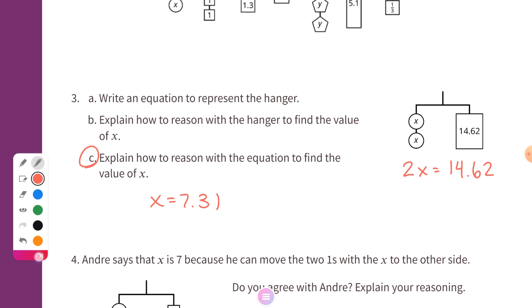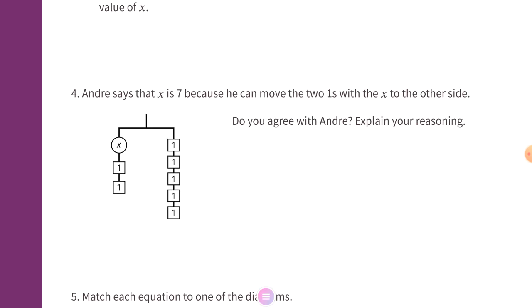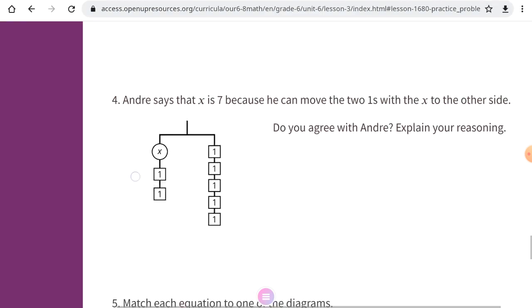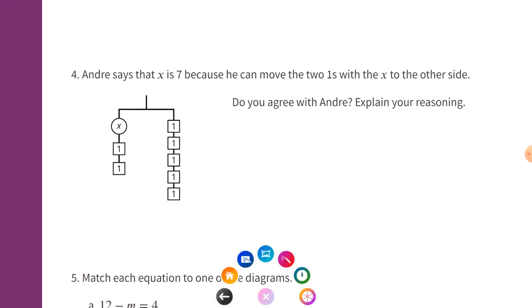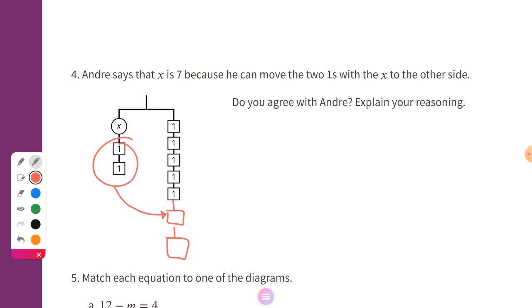Okay, number 4. Andre says that X is 7 because he can move the 2 1s with the X to the other side. Do you agree with Andre? So he's saying he can take these 2 1s to get rid of them from this side, he can just move them over there and put them on. What would happen to that hanger diagram?